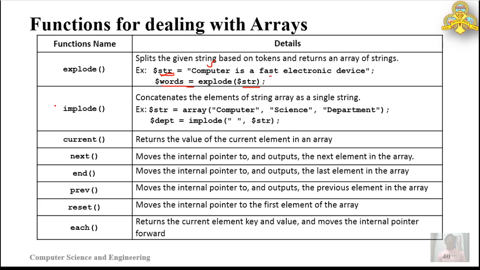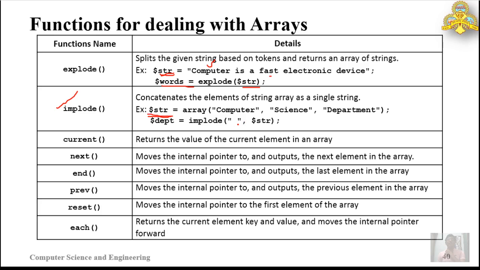Implode is the reverse of the explode function. It concatenates the elements of a string array into a single string. In this case, I have created an array, computer science department, that is stored as an array in $str.